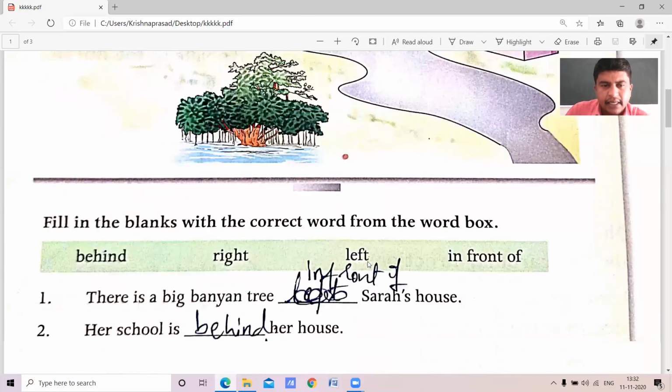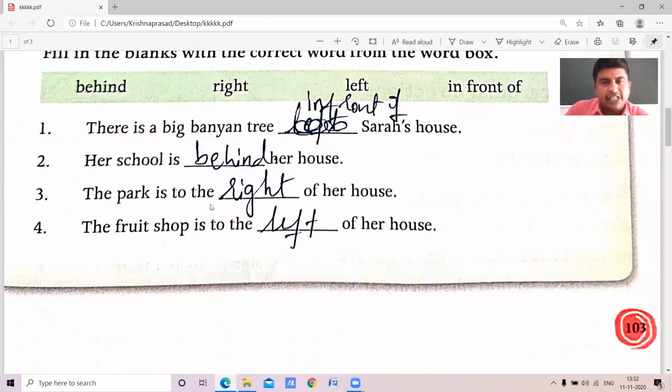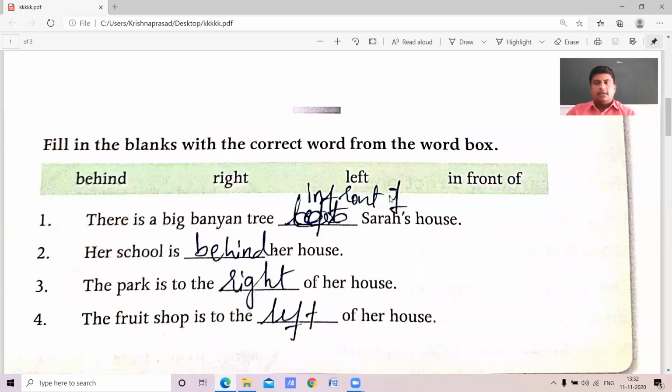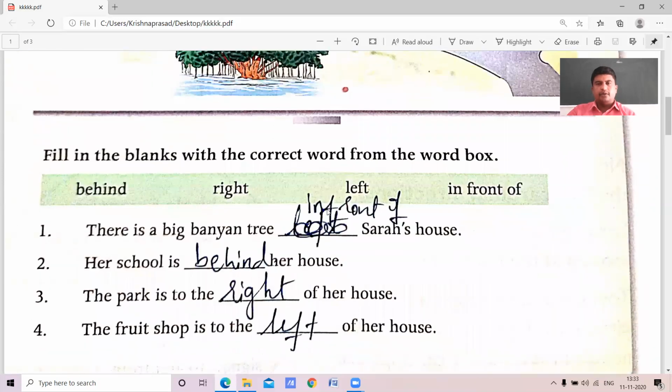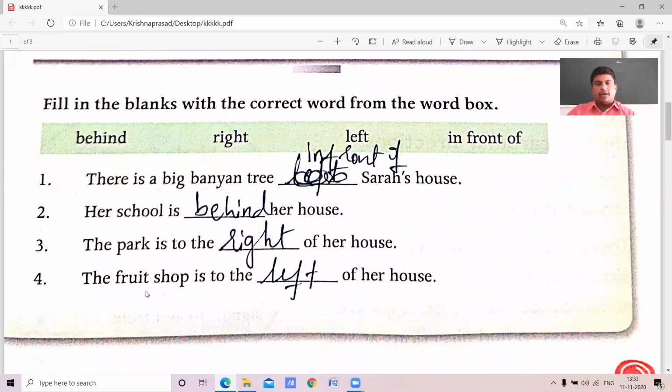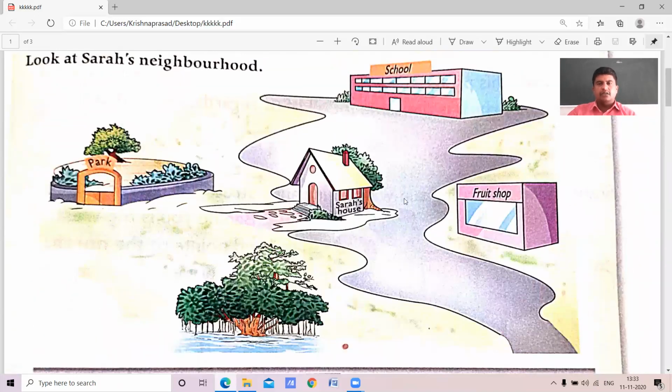Third one, the park is to the dash of her house. Where do we situate the park? Dear students, we situate the park onto the right side. This is the right side, the right side of Sarah's house. Now, the fruit shop is to the dash of her house. What is the correct answer? The correct answer is left. See, this is her house. This is the left side of her house.